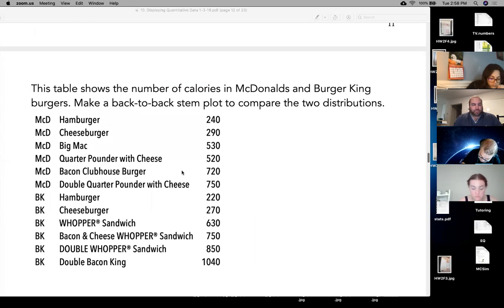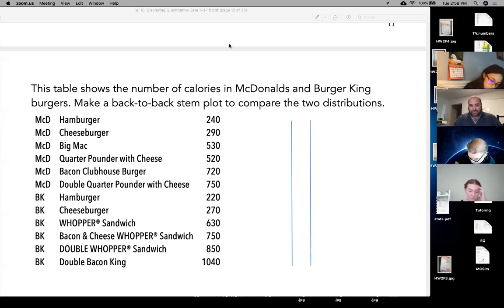So this table shows the number of calories in McDonald's and Burger King burgers. Make a back-to-back stem plot and compare them. So if I make a back-to-back stem plot, first I have my two vertical lines. And then let's see what I have. Here's McDonald's on the top half.